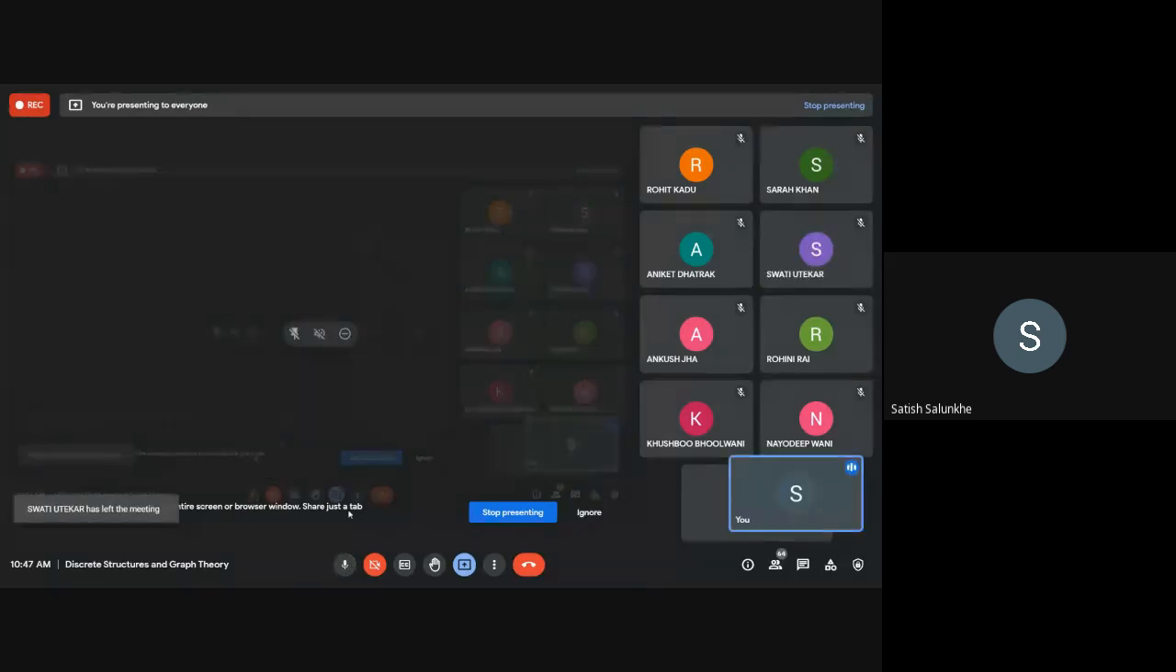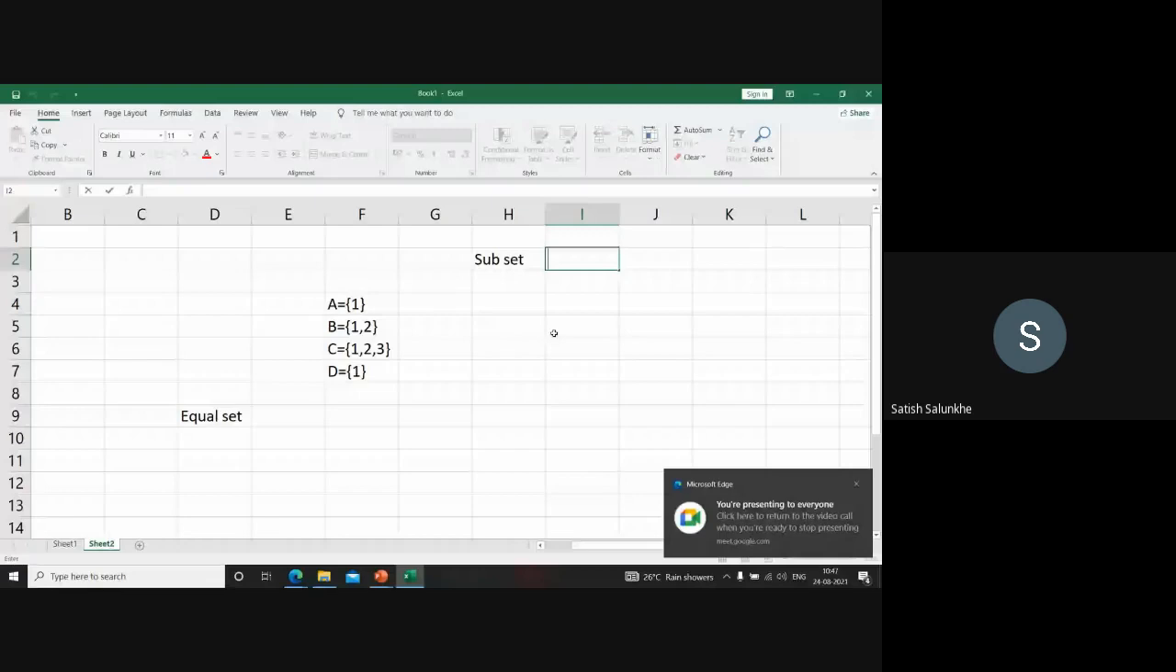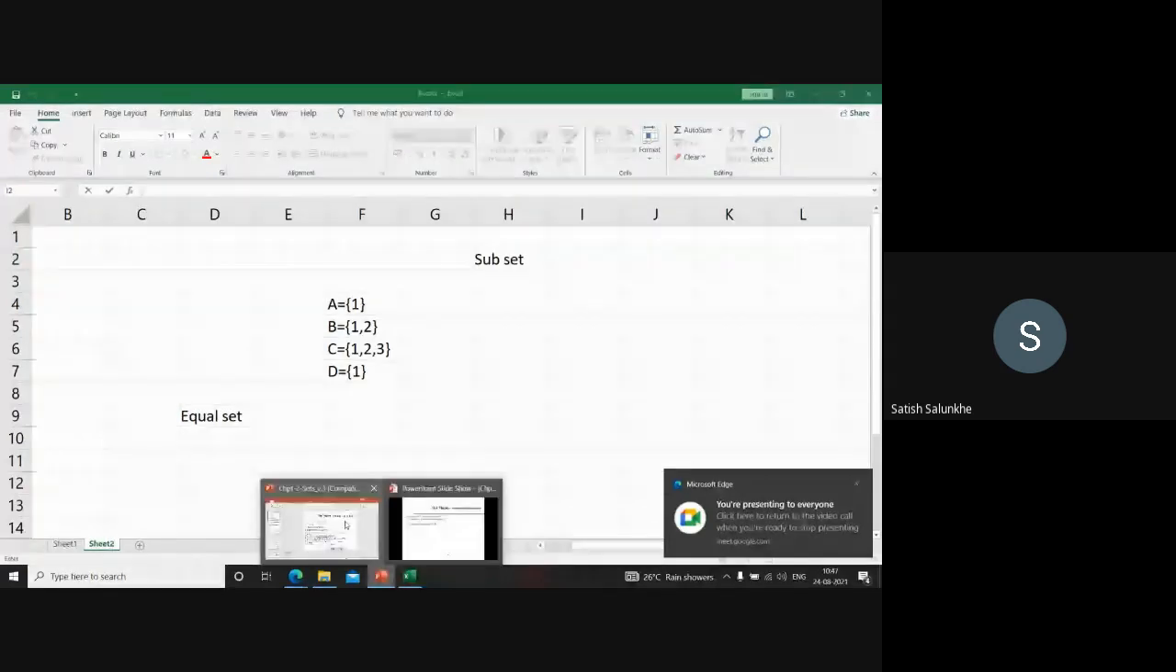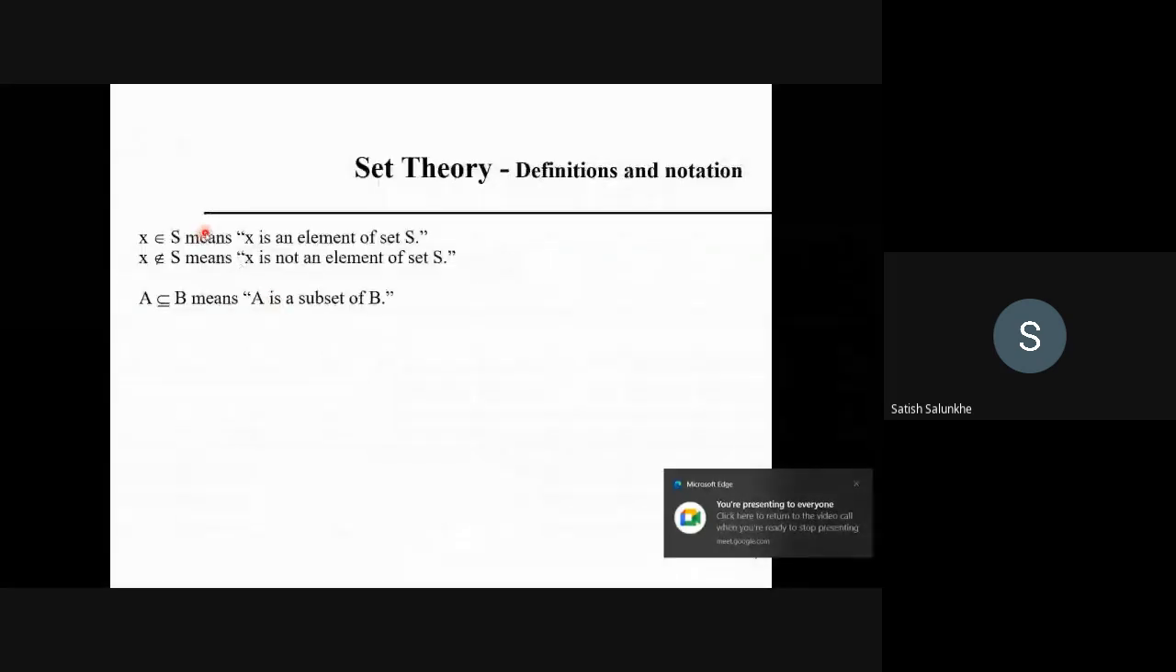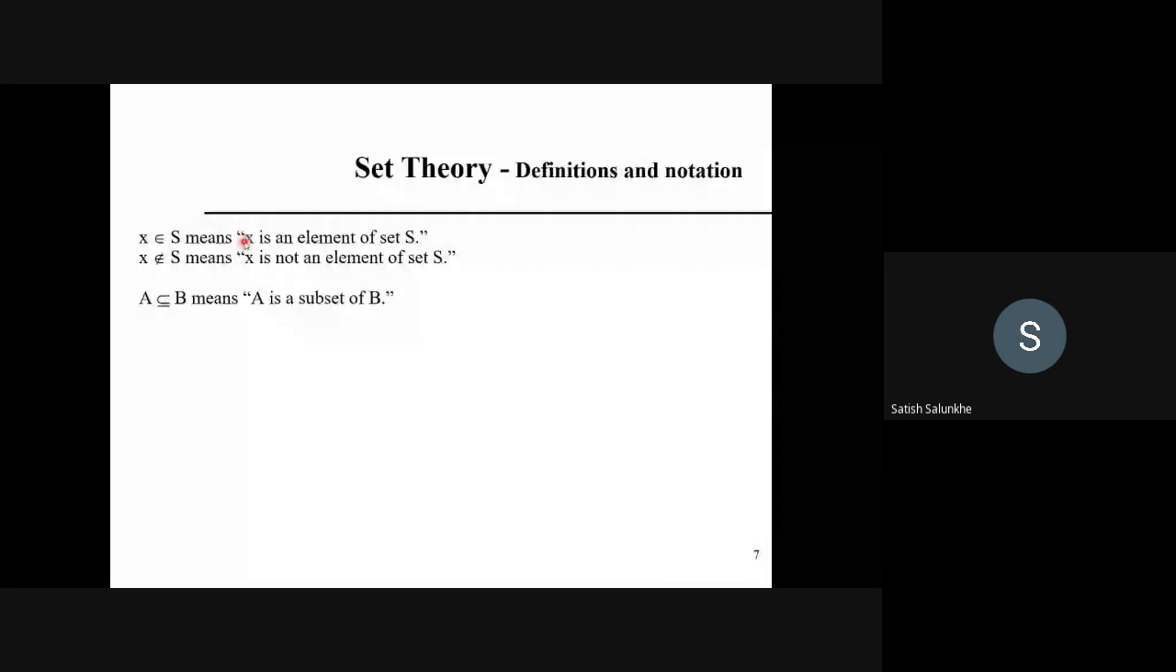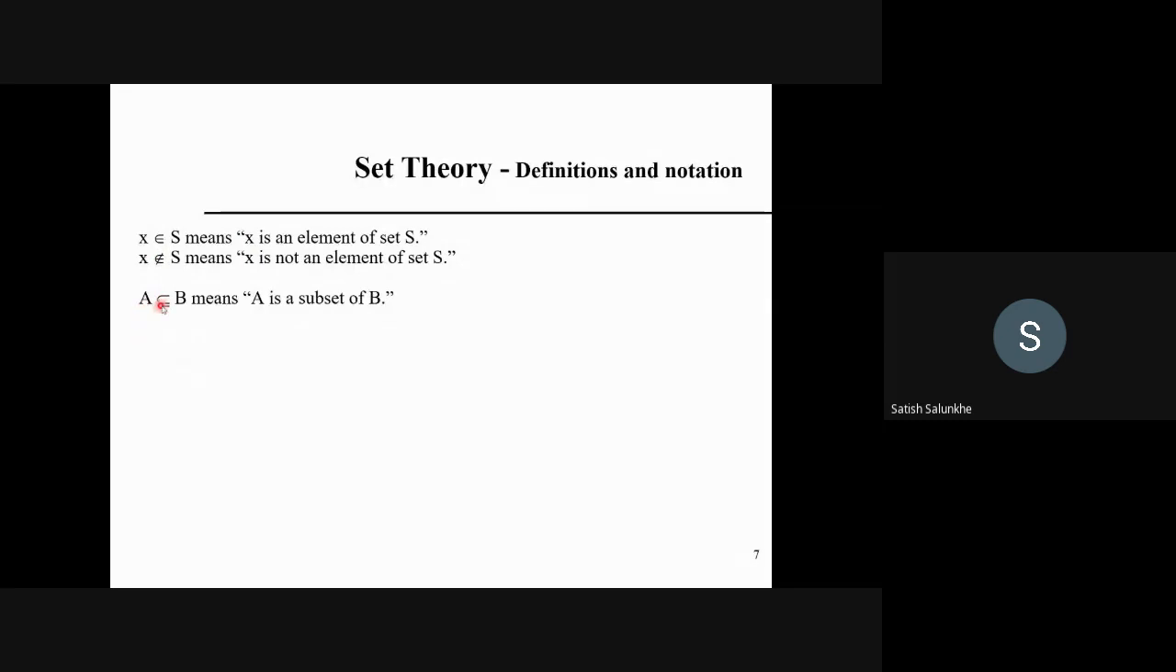So what I was talking about, subset. X belongs to set S. X does not belong to set S. These are all symbols. When we say set A is a subset of set B, this is the subset notation. What does it mean? A is subset of B. What does it mean? All the elements of set A are also belonging to set B.